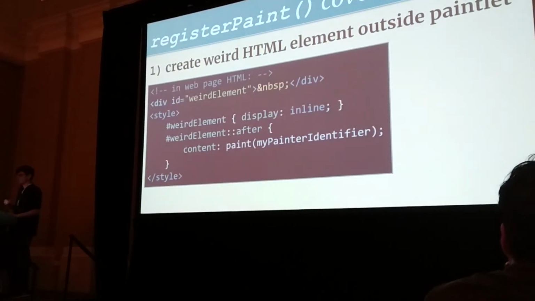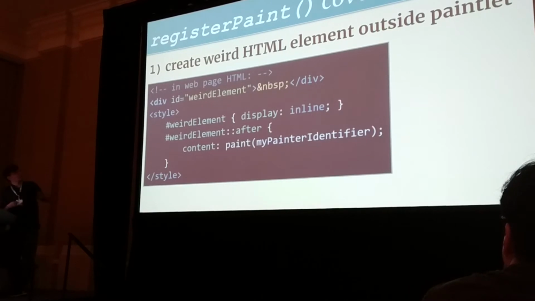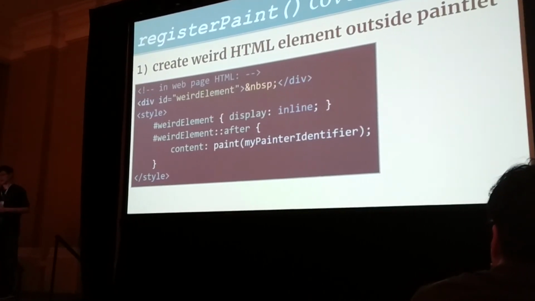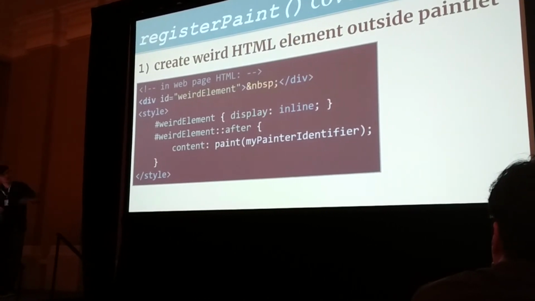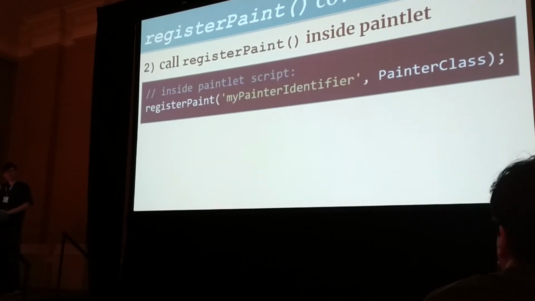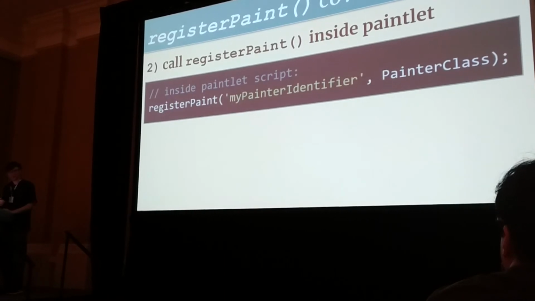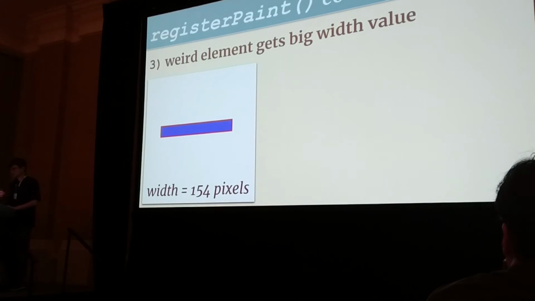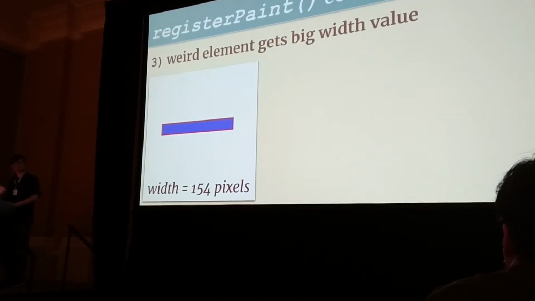We start off by first creating one of these weird special elements with the code we're showing here. It uses what's called a CSS pseudo-element selector in conjunction with the CSS Paint API. And so we have our attack's main script inject one of these weird things into the page. Then from inside our paintlet script, we call that register paint function at a certain point in our browser's rendering cycle. And it turns out that if we make this call at the right time, then that weird element outside of the paintlet script will end up getting a relatively large width value, like 54 pixels.